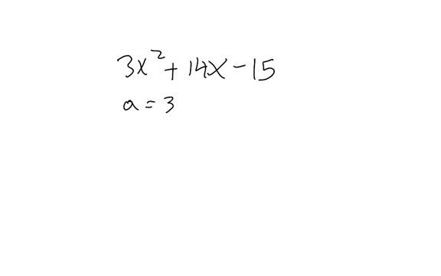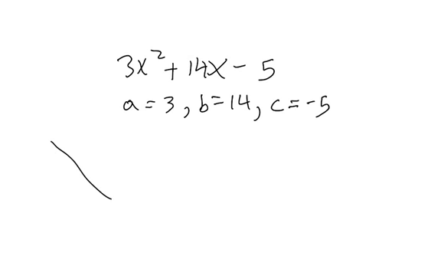Now let's look at another example. Suppose that we had 3x squared plus 14x minus 15, and we had to factor it. Again, we would have to identify a, which in this case is 3, b, which is 14, and c. And I just realized this should have been 5. C is a negative 5.